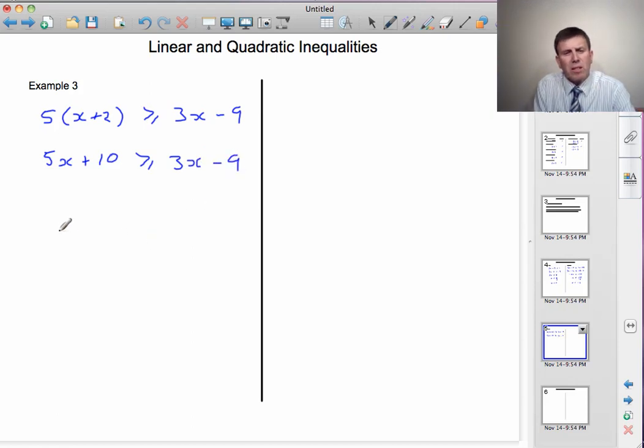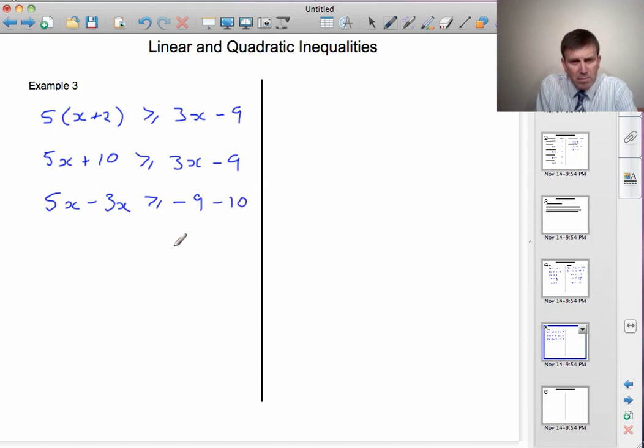Bring the x's to the left-hand side. 5x minus 3x is greater than or equal to, take the numbers to the right-hand side, minus 9 is already there, take the plus 10 across and it becomes minus 10. So that gives me 5x minus 3x is 2x, is greater than or equal to minus 10, and minus 9 collected together give minus 19.